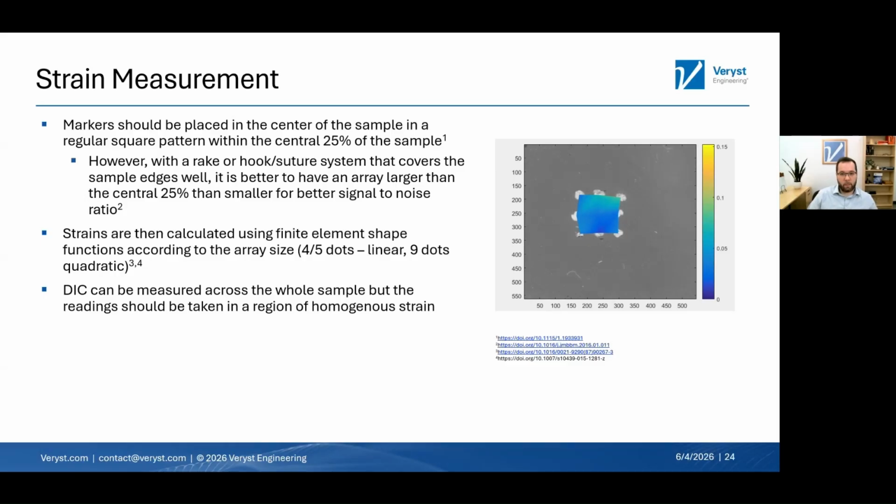To delve into that a little bit further, markers should be placed in a regular square pattern. If you're using fiducial markers, they should be placed in a regular square pattern within the central 25% of the sample. However, if you've got a rake or hook suture system that covers the sample edge as well, and you've got good alignment of your fibers, and you know that your strain field is going to be pretty uniform, then you can have an array larger than the central 25% to give a better signal to noise ratio.